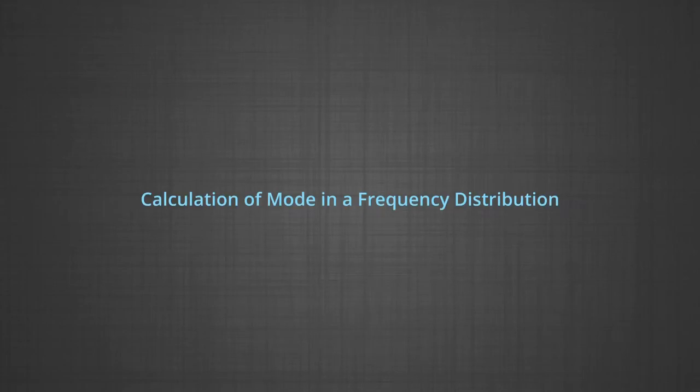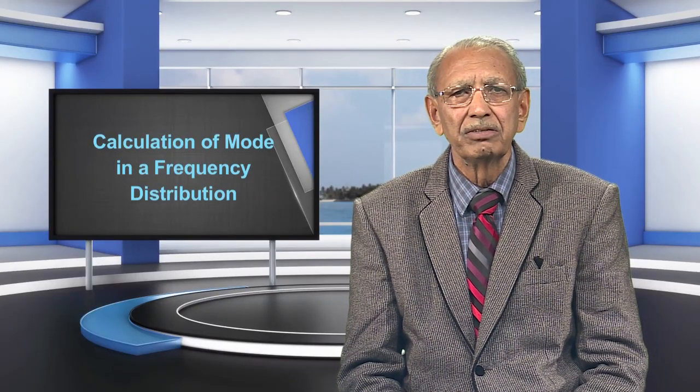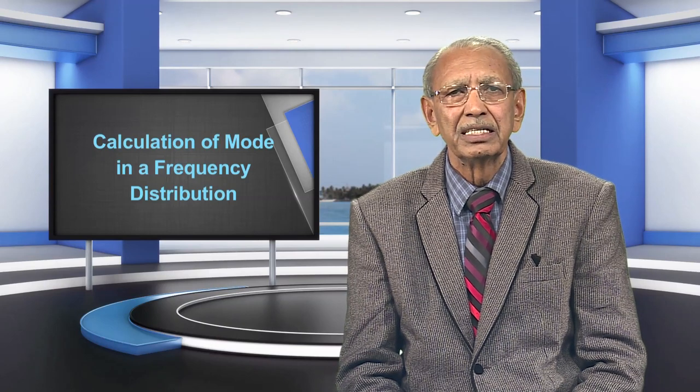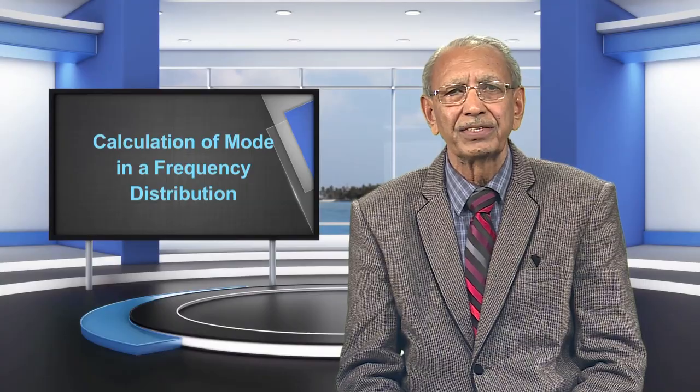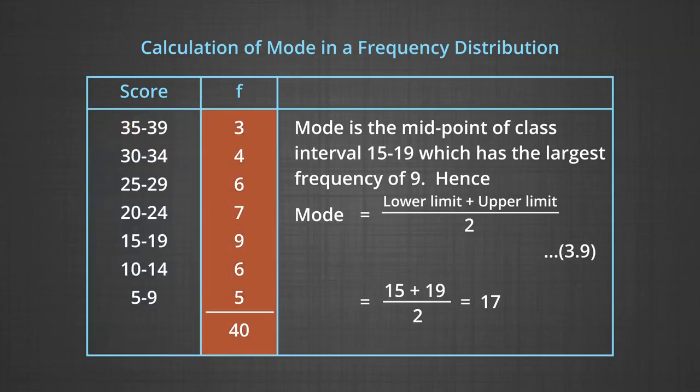Now, the next situation is calculation of mode in a frequency distribution. When scores are grouped in a frequency distribution, the mode is the midpoint of the interval with the largest frequency. Hence, consider the following frequency distribution. In the first column, we have the scores in terms of class intervals. In the second column, we have the frequencies. Frequencies add up to 40, and then the mode is the midpoint of the class interval 15 to 19.